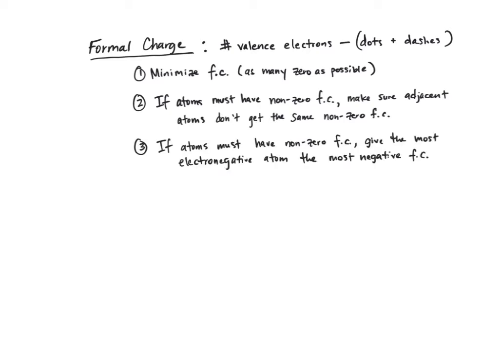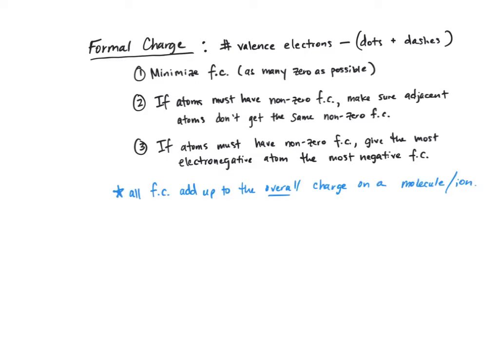And by the same token, if atoms must have a non-zero formal charge, then arrange your Lewis structure in such a way that the most electronegative atom in the molecule gets the most negative formal charge. This would mean that that atom is drawing electrons toward itself more efficiently, and that's exactly what we expect from a highly electronegative substance.